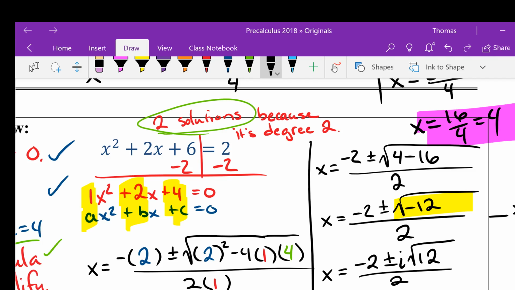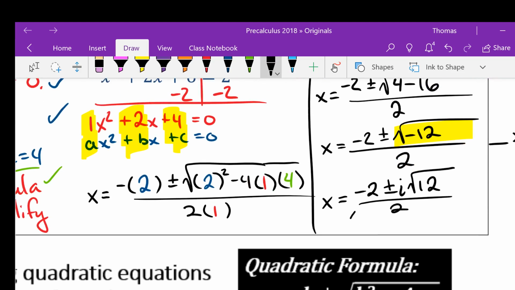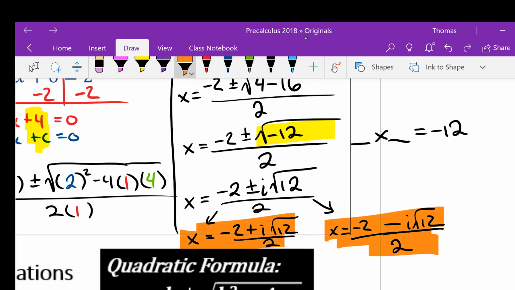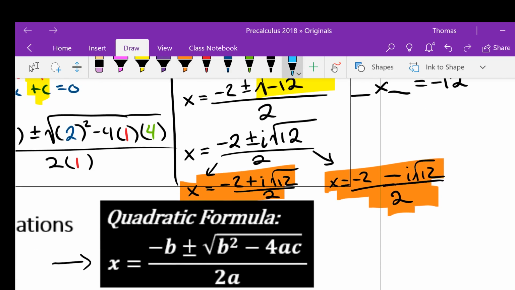Okay. Now this form right here is actually 2 solutions. Let's write them out separately. Our first solution is going to be x equals negative 2 plus i times the square root of 12 all over 2. And also going to be x equals negative 2 minus i square root of 12 all over 2. So these are 2 solutions, and they are imaginary solutions. Because, again, we can't think of any real numbers that have negative squares. So mathematicians introduced the imaginary numbers to account for that.